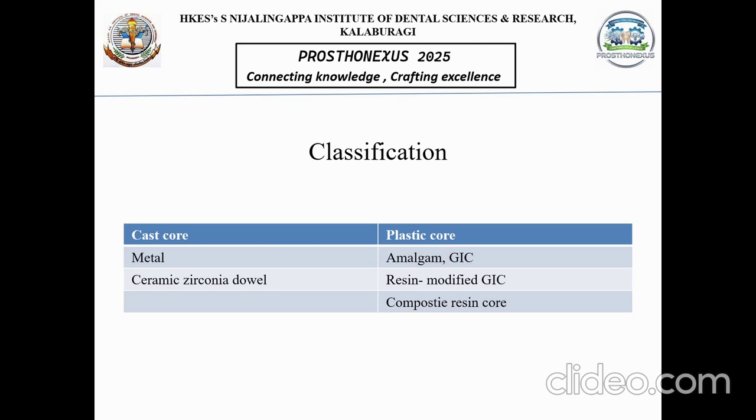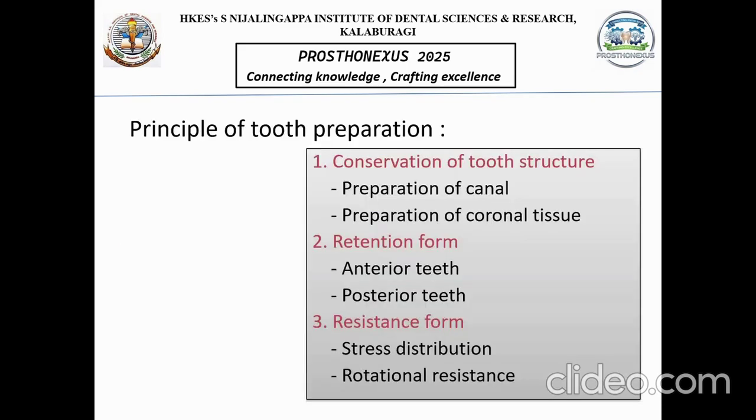Classification, as I said earlier, various classifications are there, but a simple classification that we follow is cast core and plastic core. Under cast core we have metal ones, ceramic ones, or zirconia ones. In plastic core we have amalgams, GICs, resin modified GICs, and composite resin cores.